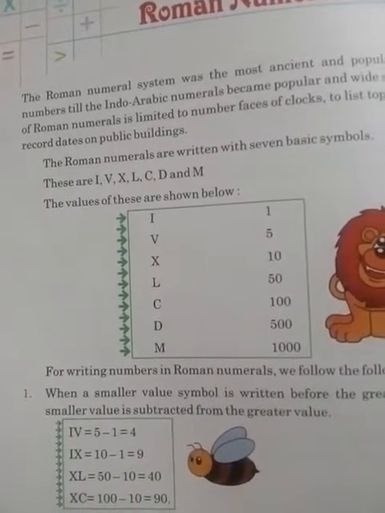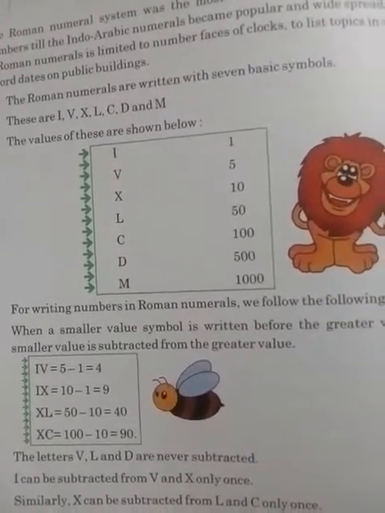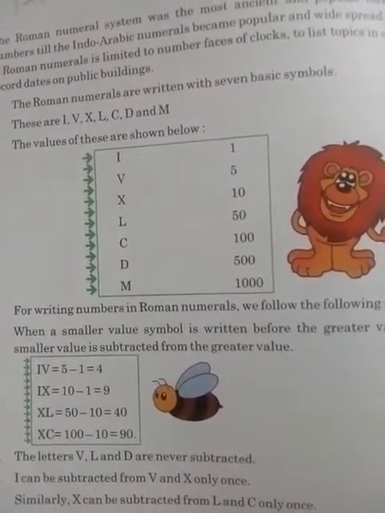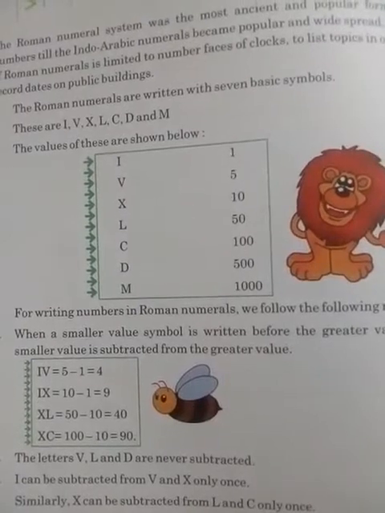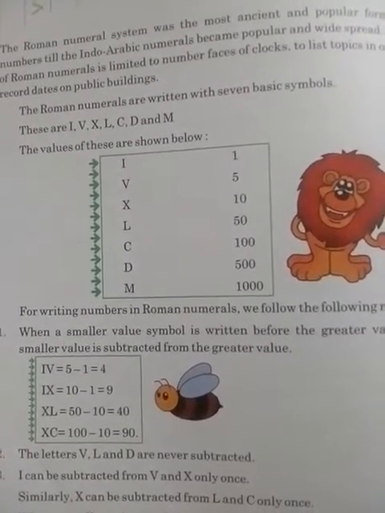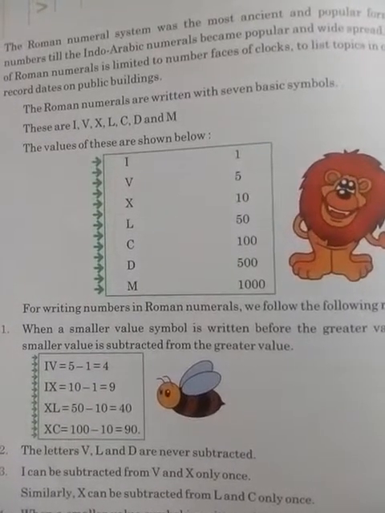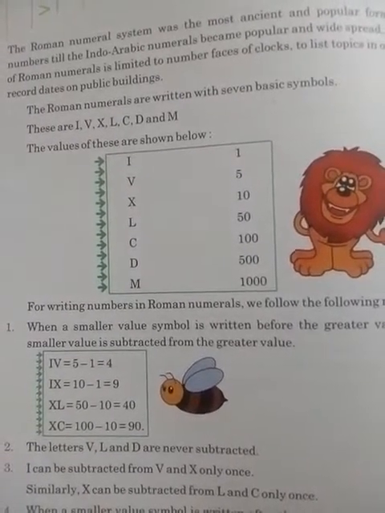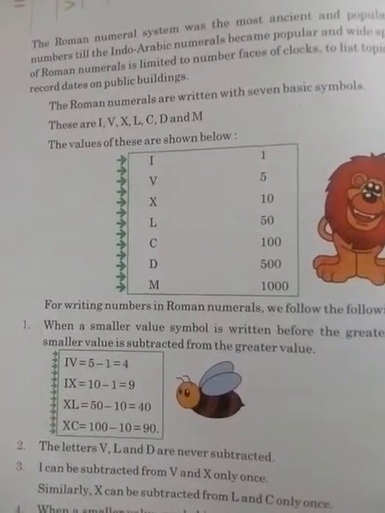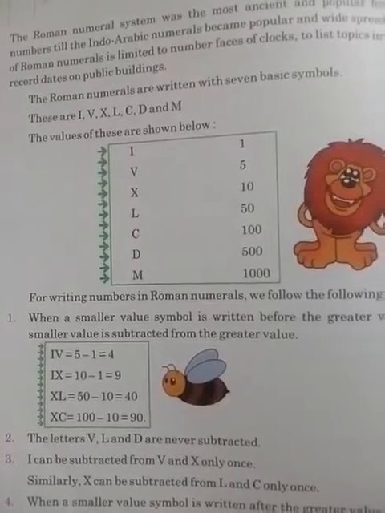These 7 symbols are alphabets, the 7 symbols of the Roman numbers. Like I stands for 1, V stands for 5, X stands for 10, L stands for 50, C stands for 100, D stands for 500 and M stands for thousand.